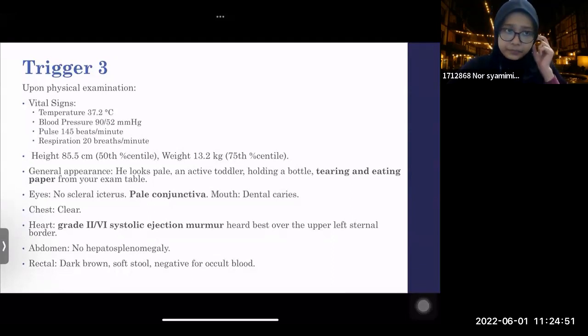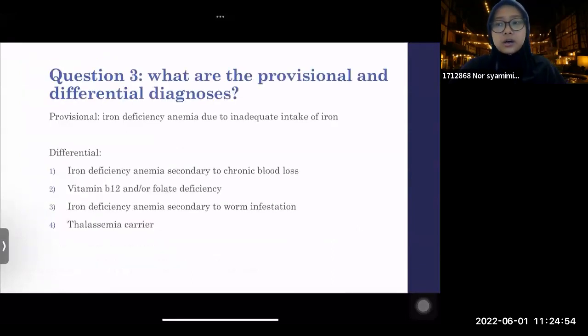Okay, so next. After the history and physical examination, our provisional diagnosis right now is iron deficiency anemia due to inadequate intake of iron. This is because first, the patient has an excessive amount of cow's milk, which has low iron bioavailability, and the patient also did not take enough iron-rich food. The other differential diagnosis that I put here is iron deficiency anemia secondary to chronic blood loss. This is because of the toxic effect of cow's milk on the intestinal mucosa, which can cause microscopic bleeding.